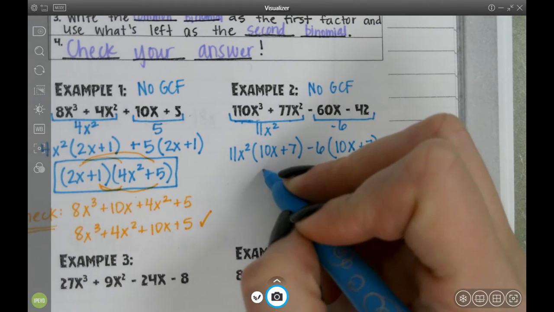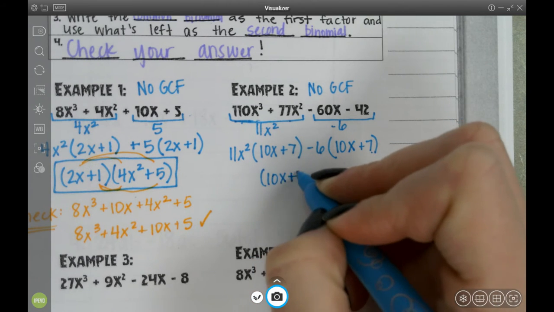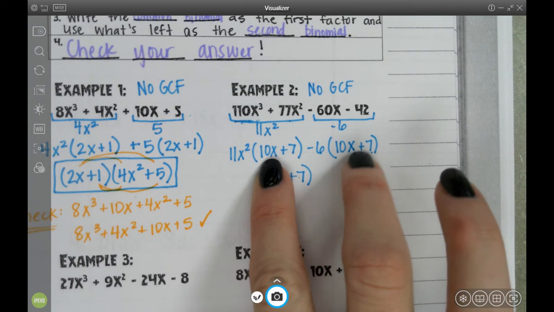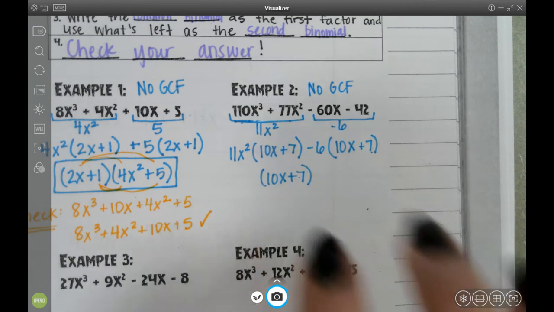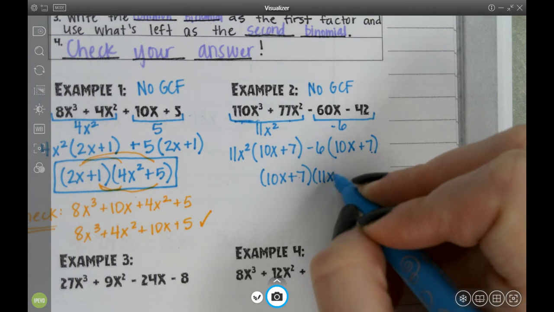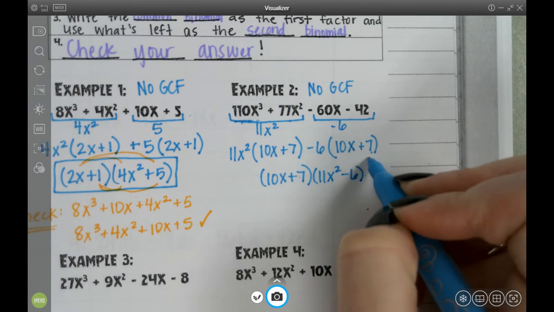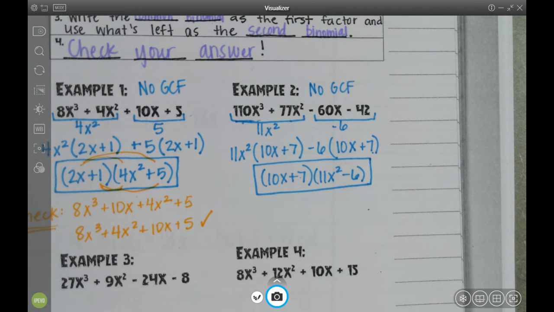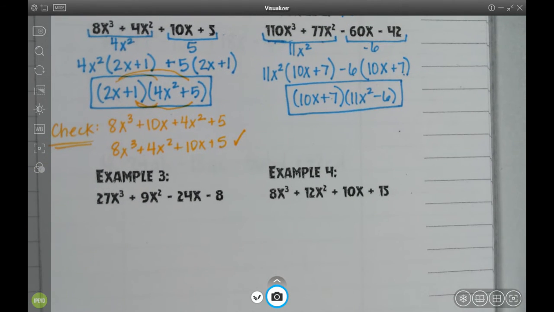So now my answer is 10x plus 7, because those are the same, times, if those are gone, what I have left is 11x squared minus 6. Again, if this were a quiz or a test, I'd probably go back and check my answer, but for today, for the sake of time, I'm not going to do that. Okay, so I'm going to give you like 5 minutes to work those next two.